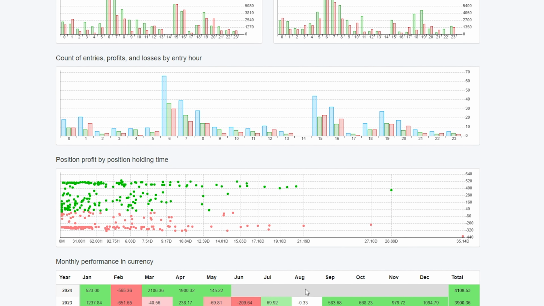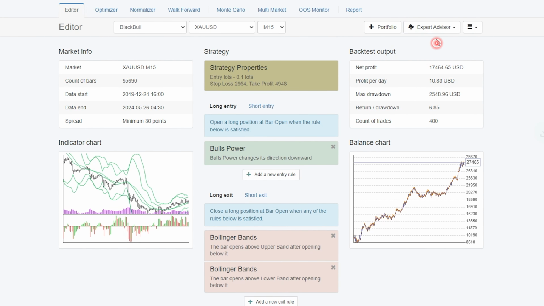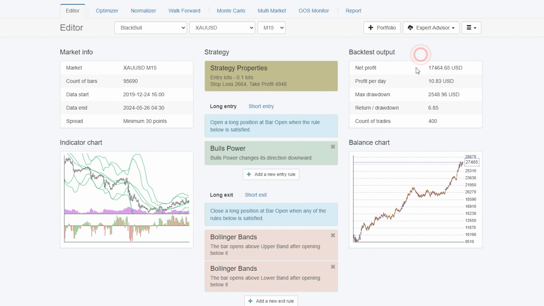But anyways, this is the strategy that I'll share with you for the gold, and I'll export it for MetaTrader 4 and for MetaTrader 5.